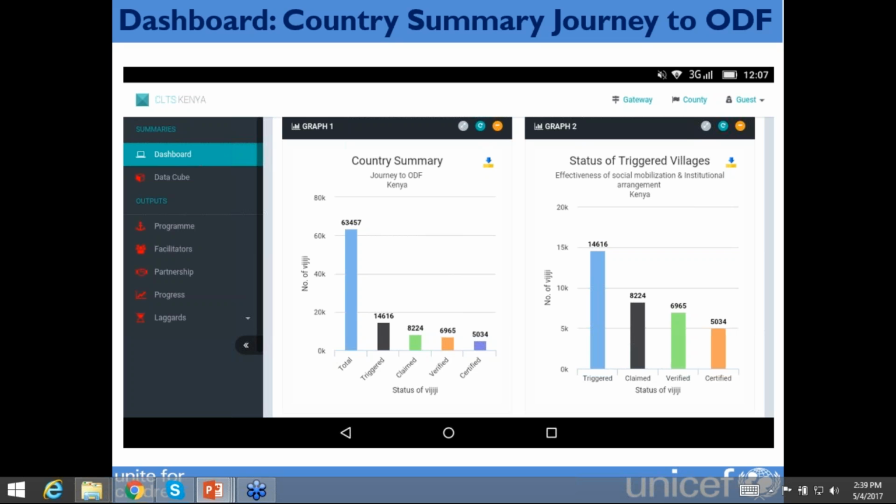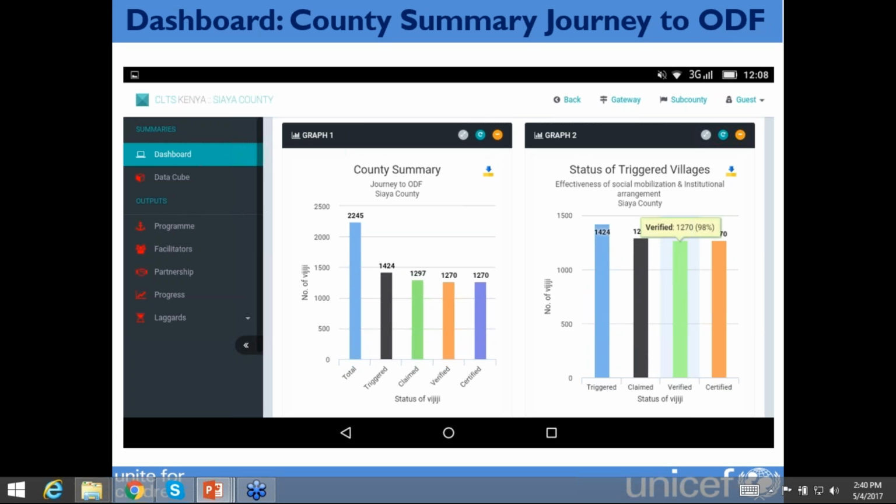And just to mention, at this point of time, this information is entered based on a paper-based monitoring system. When the triggering is done, at that particular time, the baseline information is collected, and then when the community claims, the claim is against a standard based on the protocol, as was mentioned by our previous presenter, that Kenya has got a protocol. If a community is aware of it and the village adheres to that protocol, then they claim, and the verification and certification processes go on. So this dashboard gives an idea of where the bottlenecks are and how the intervention can further be strengthened.